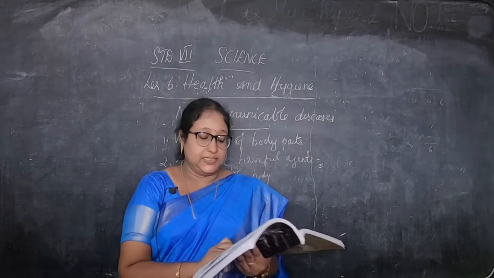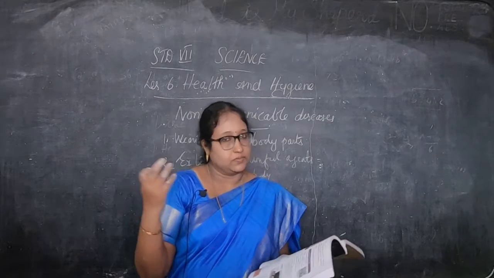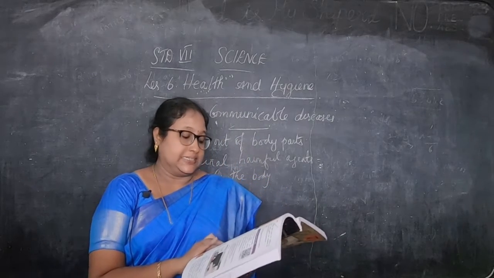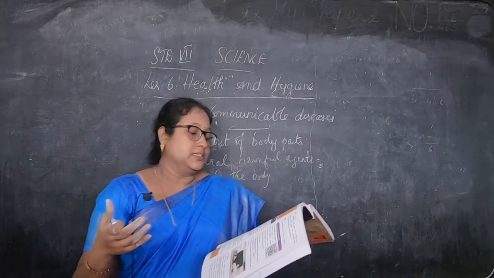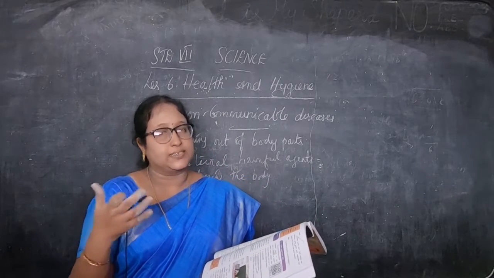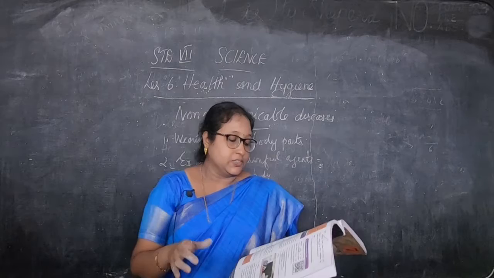Then poisons, snake bite, cough from smoking. Then stomach ulcer and alcoholism, that is drinking. These are the external harmful agents, that is from the outside. External means outside harmful agents that enter our body.